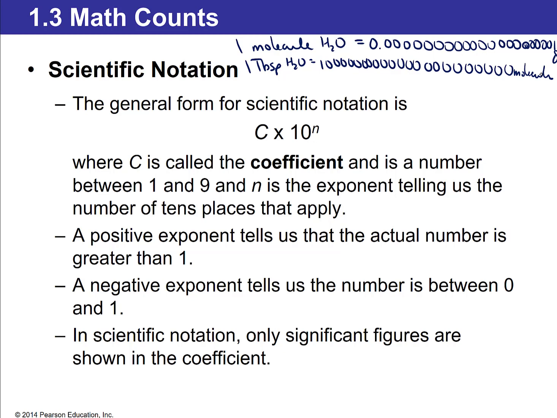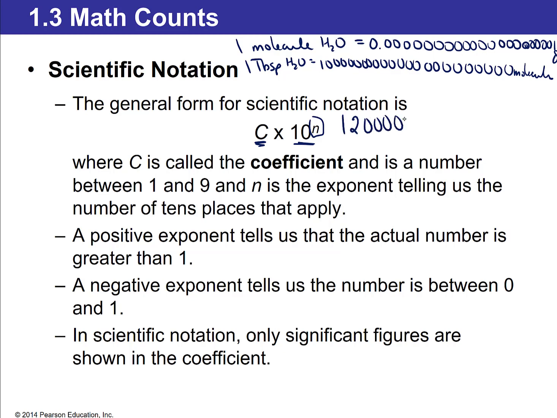So scientific notation takes these humongous numbers or these extremely small numbers and shortens them so that it's easier to write. So it is always C times 10 to the exponent, where C is a number between 1 and 9. And the exponent is the number of decimal places you would have to move to make your number between 1 and 9. So we'll just start off with one that's kind of simple.